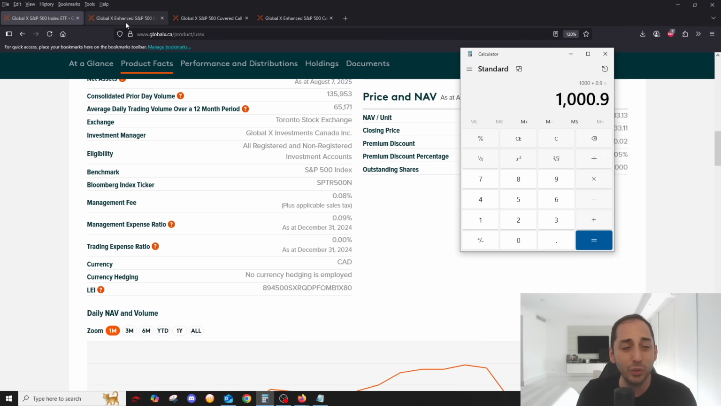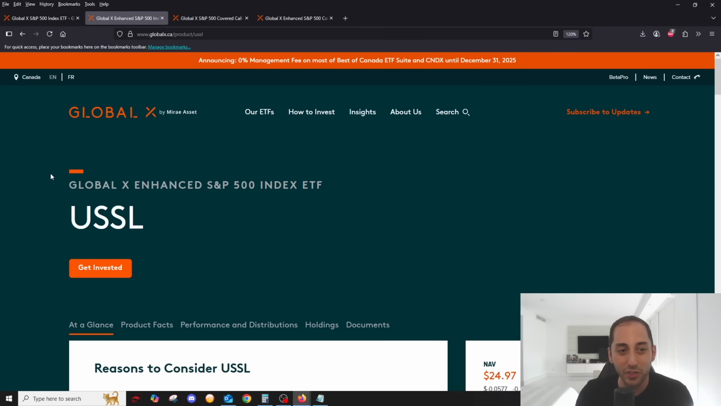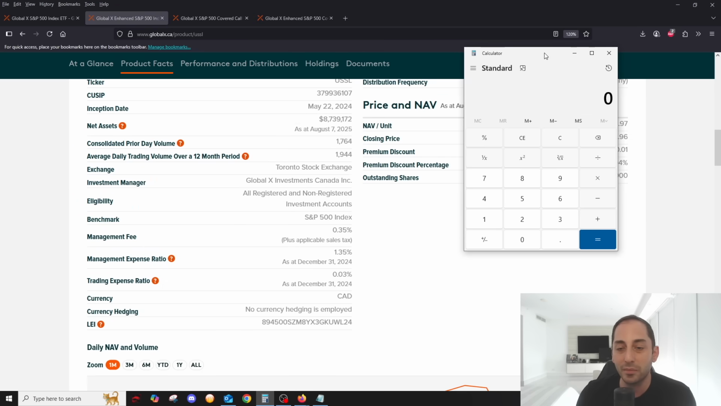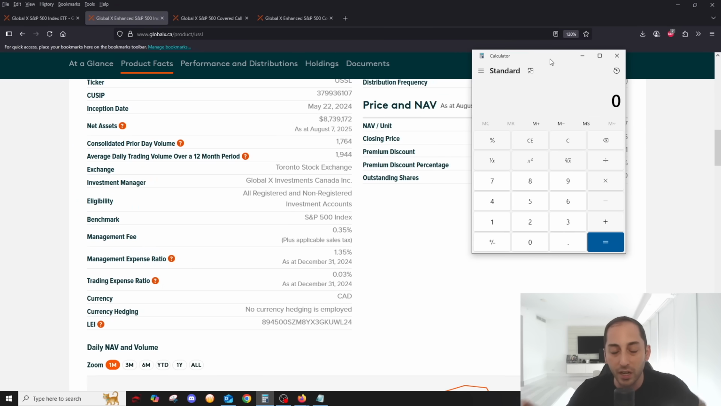Let's go to another example, and we'll stick with the S&P 500. This is the Global X Enhanced S&P 500 Index ETF, stock symbol USSL. This one is still the S&P 500, but it uses a modest amount of 25% leverage. So the fund itself is borrowing some money to amplify the effect of the S&P 500. Instead of borrowing money yourself to invest, taking leverage yourself, there are ETFs like this one that do it for you.